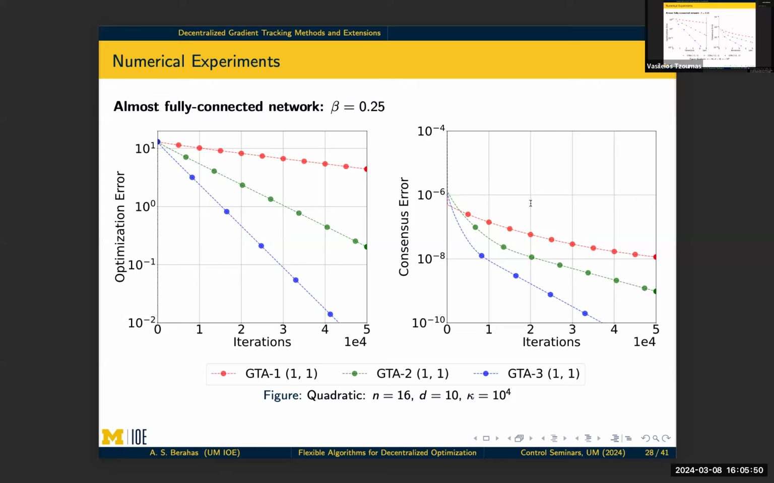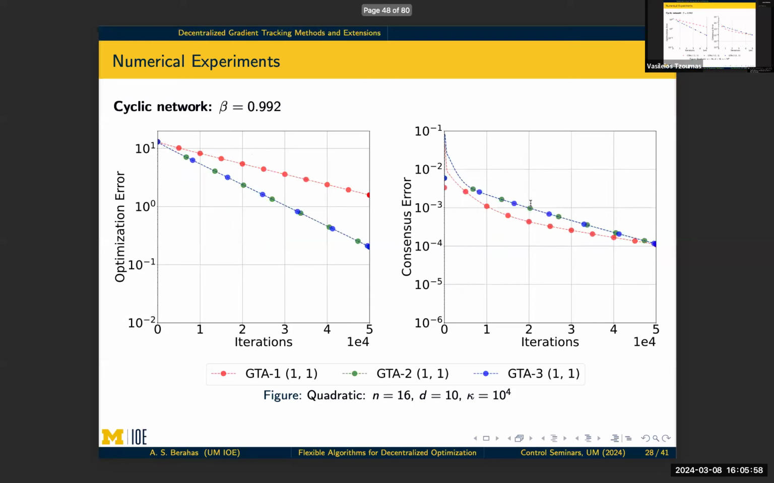By the way, if we had a fully connected network with 1 over n everywhere, then the beta value there is 0. That's a very, very nice case. Now, when we change the beta to a cyclic network, so think about just a circle network where every node has 2 neighbors, then we see that the behavior starts to change. It seems like GTA 2 and GTA 3 perform almost exactly the same. In fact, GTA 1 is worse.